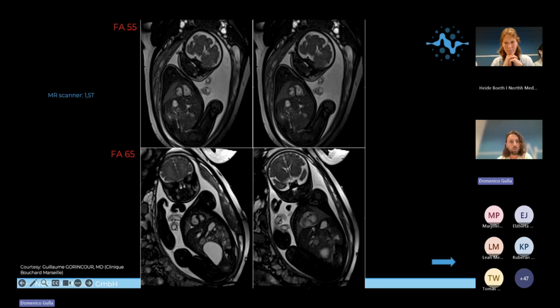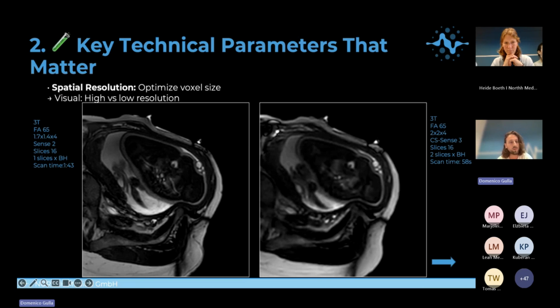So now we go on to the other key parameter, which is the spatial resolution. In this case it's really important because in MRI, everything is connected. All the parameters are connected, and if you want to change the field of view, you need to change also spatial resolution and other parameters. So in this case, from the left to the right, we can see high resolution images, and on the right side, low resolution images.